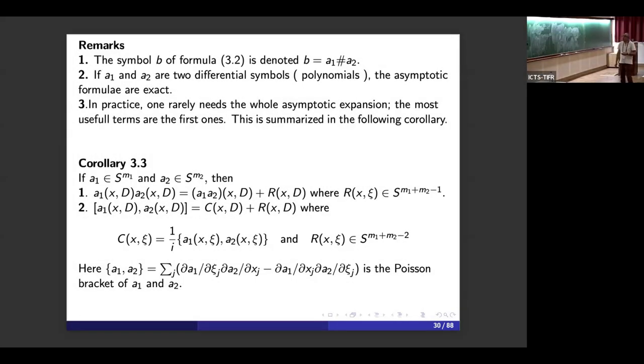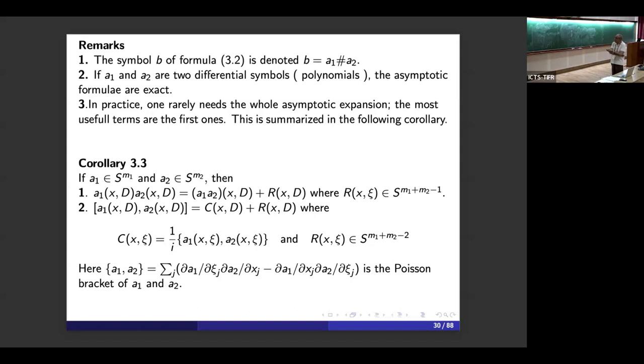The symbol of the composition is classically denoted by A1 # A2. If A1 and A2 are two differential symbols, the asymptotic formula is exact. In practice, we don't need the whole asymptotic expansion. We will see it in practice, really. So we summarize all this result.